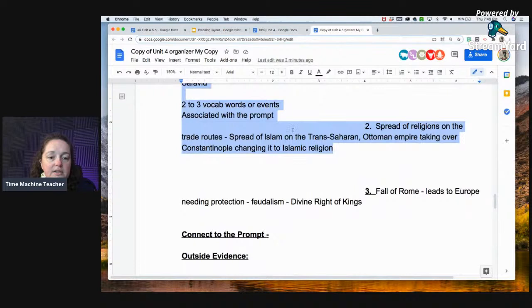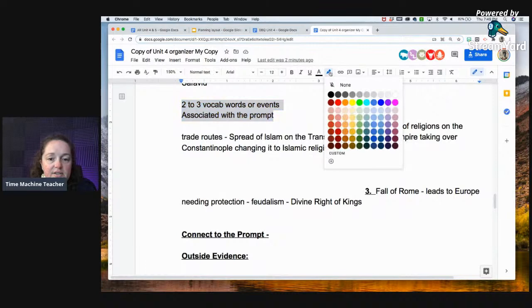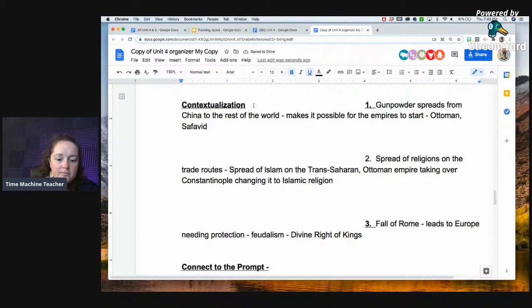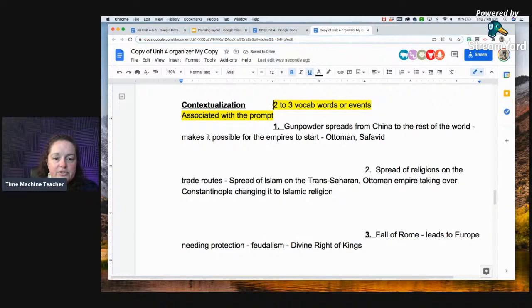I'm going to highlight that so that you can tell the difference. That's what you need. These are things that you could use. I don't know why I put it there. That's kind of weird. Let me put it up here. It's formatted weird too. Okay, there we go.